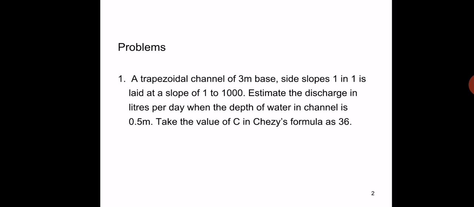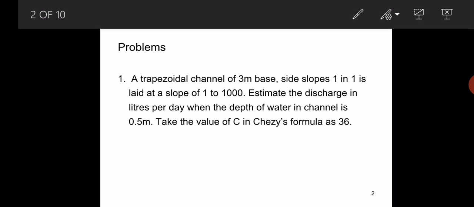A trapezoidal channel of 3 meters base, side slopes 1 in 1, is laid at a slope of 1 in 1000. Estimate the discharge in liters per day when the depth of water in the channel is 0.5 meters. Take the value of C in Chezy's formula as 36. So the values given are B equal to 3 meters and slope i equal to 1 in 1000, and he has asked to calculate the discharge in liters per day. The depth of water in the channel is 0.5 meters, C is equal to 36.